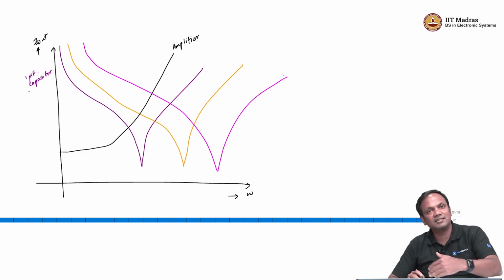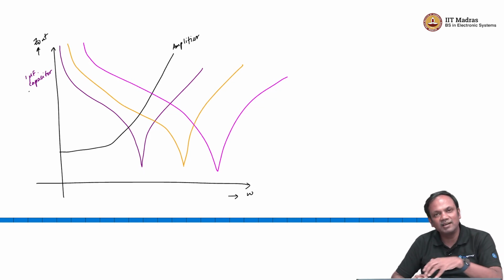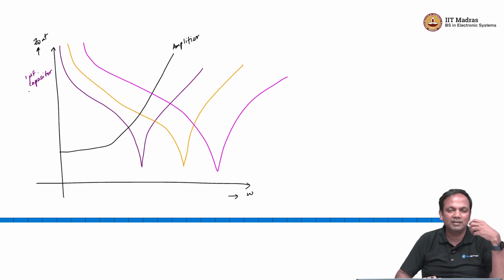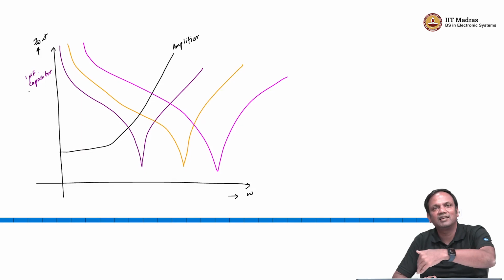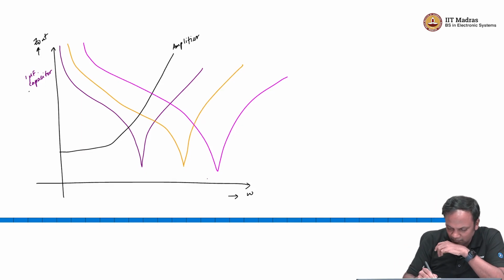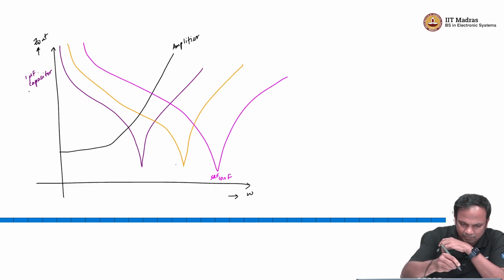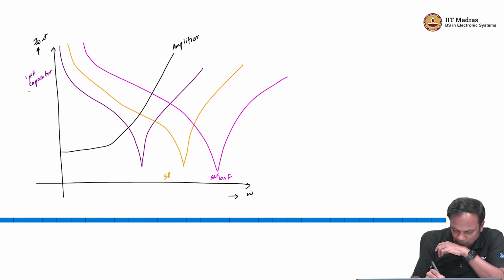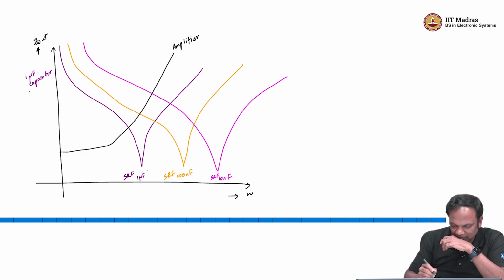Now, the characteristics are all the same, right, they all have self-resonant frequencies, but because the capacitance value reduces, the self-resonant frequency keeps moving, right. So, this is now SRF for a 10 nanofarad, this is SRF for a 100 nanofarad, and this is SRF for a 1 microfarad capacitor.